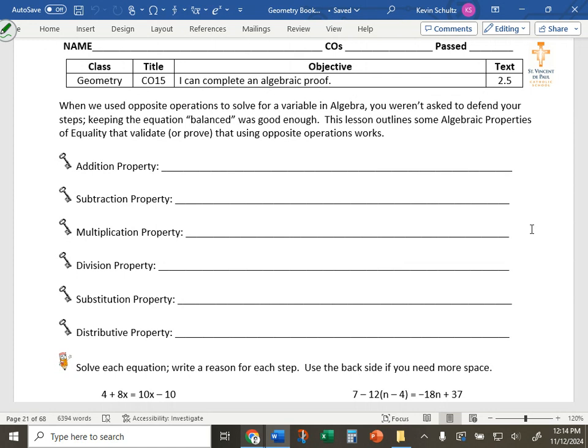So, the addition property. We'll be using some conditional statements here. If A equals B, then A plus C equals B plus C. That is the addition property. If A equals B, then A plus C equals B plus C. Someone kind of dissect that one for us. What does it all mean? It's a lot of letters and such.